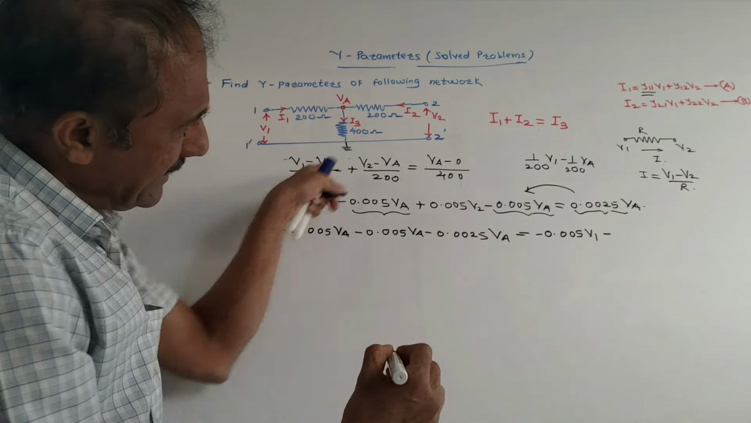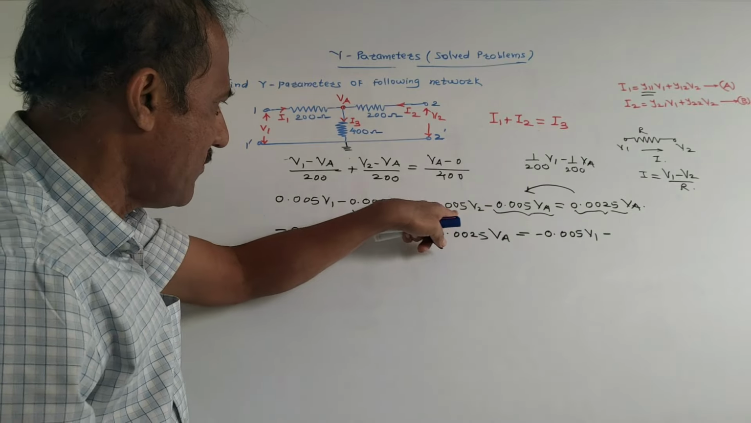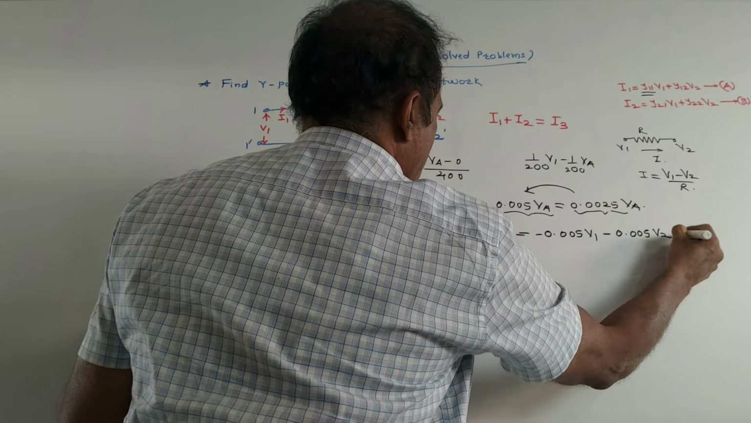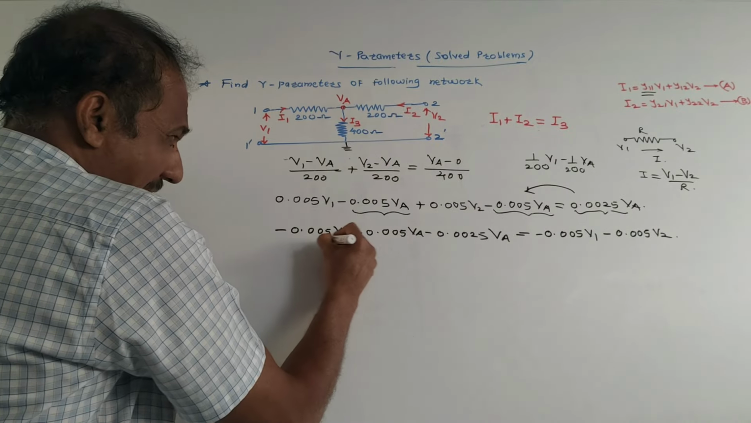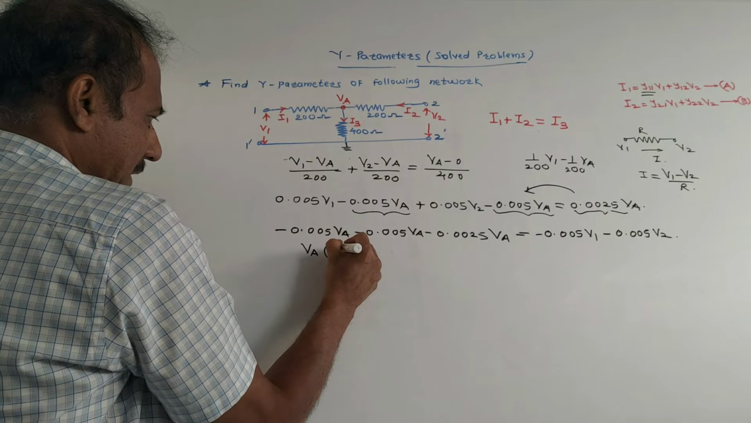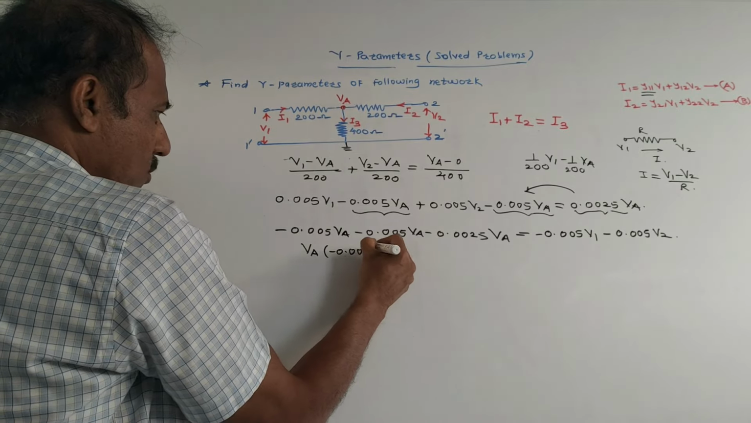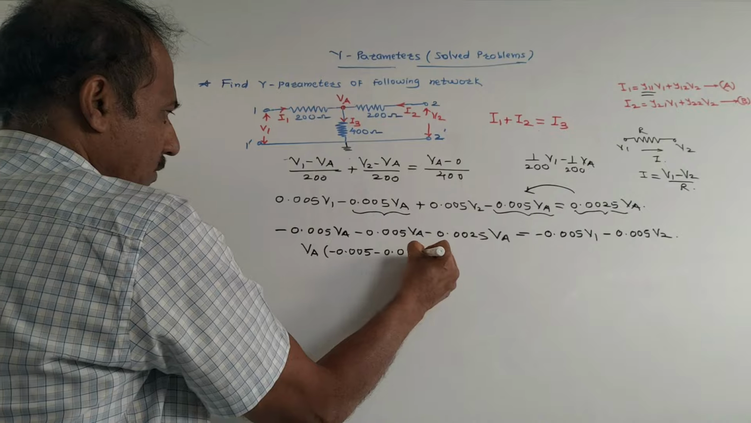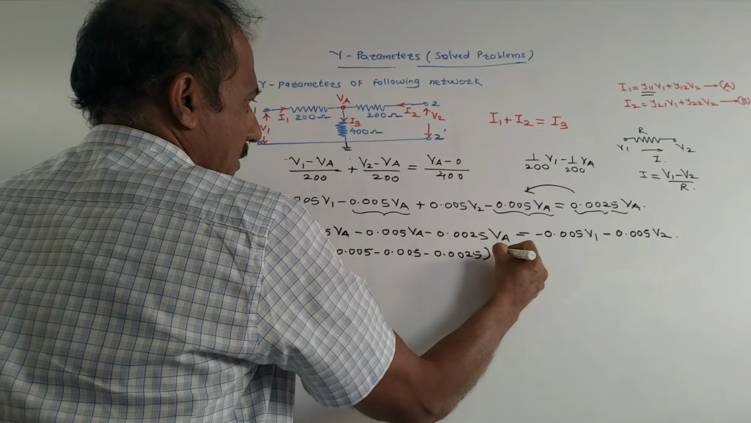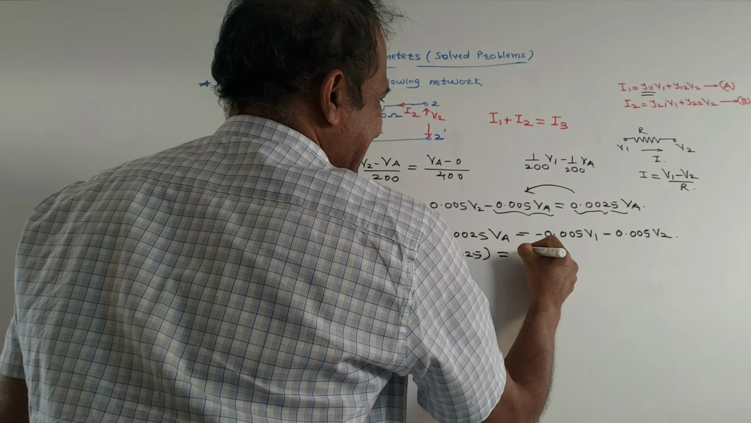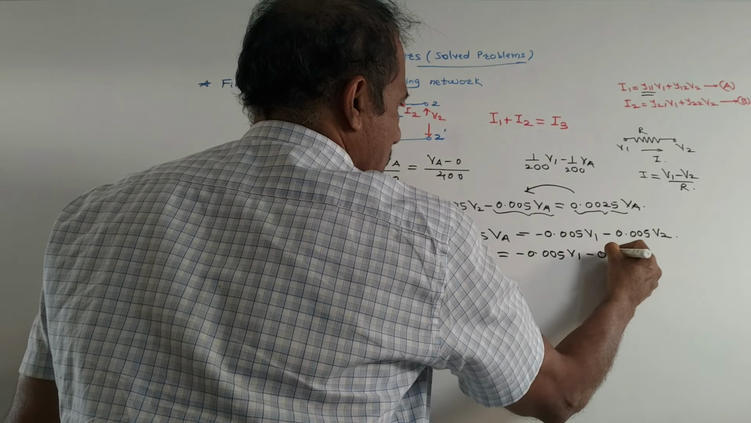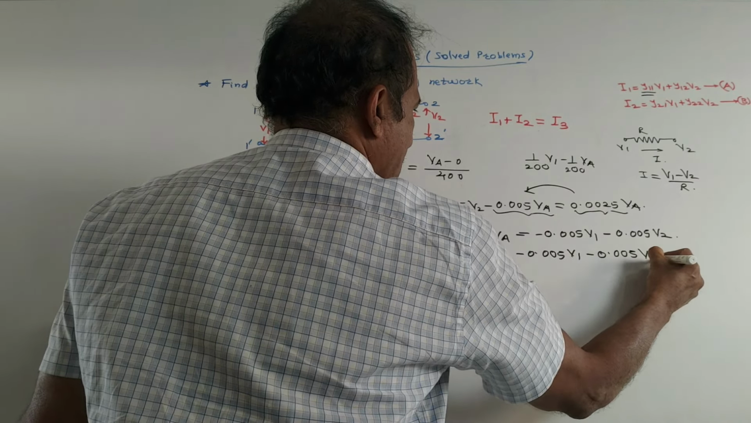This term is plus, after transfer it will become minus. In the same way, this term again becomes minus 0.005 V2. Now if you add all these terms, you can write it like this: VA in the bracket minus 0.005 minus 0.005 minus 0.0025 is equal to this RHS, which remains the same, 0.005 V1 minus 0.005 V2.